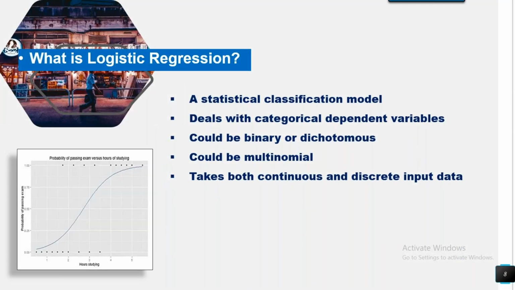So now we have to understand, as today's agenda, what is logistic regression. First you have to understand, as I already told you, it is useful for categorical kind of data. I hope you understand what we mean by categorical data. It is classification kind of data, might be 0 or 1, or true or false, or yes or no. You are making a statistical classification model that deals with a categorical dependent variable, which could be binary, 0 or 1, or could be multinomial also, and takes both continuous and discrete input data.